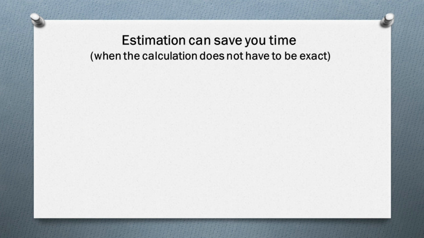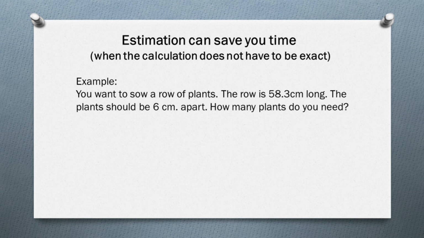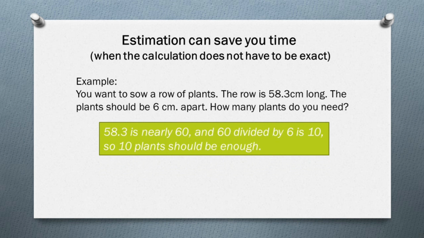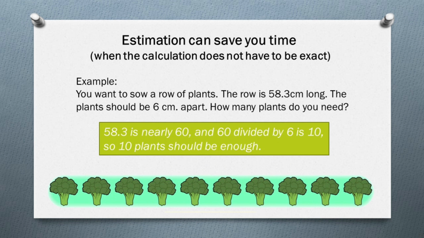Let's take an example. You want to sow a row of plants. The row is 58.3 centimeters long. The plants should be 6 centimeters apart. How many plants do you need? 58.3 is nearly 60, and 60 divided by 6 is 10. So 10 plants should be enough. This is how estimation helps us.